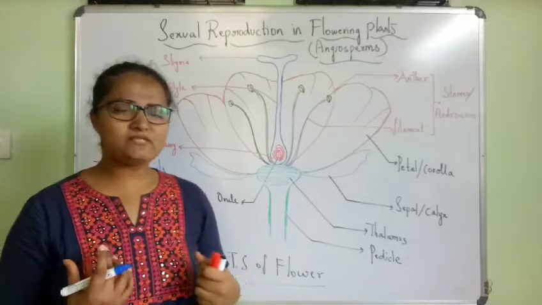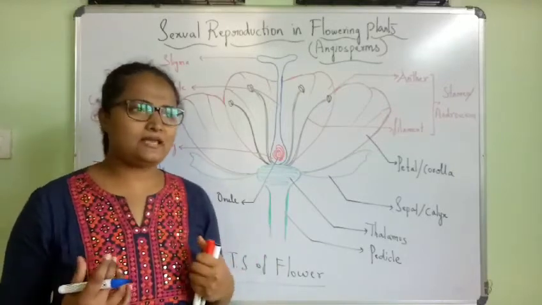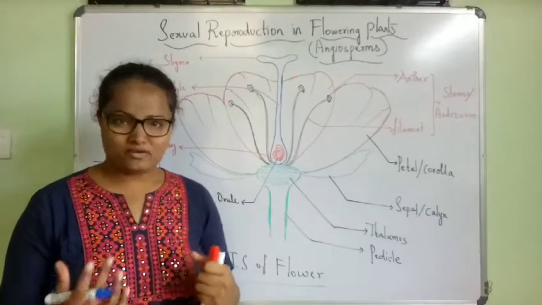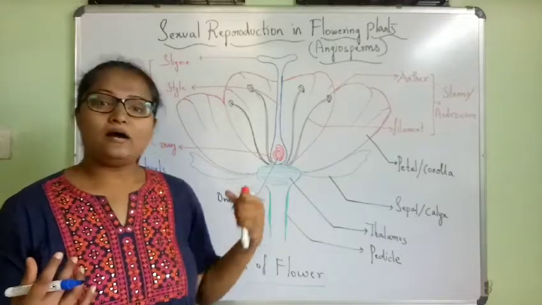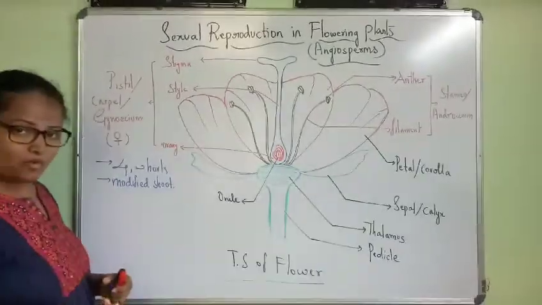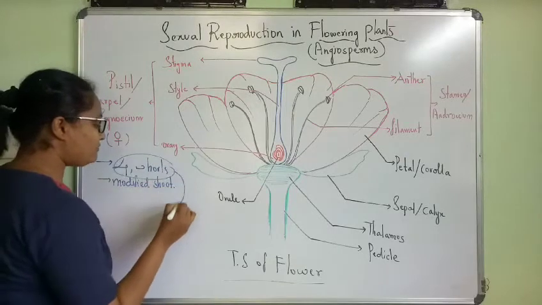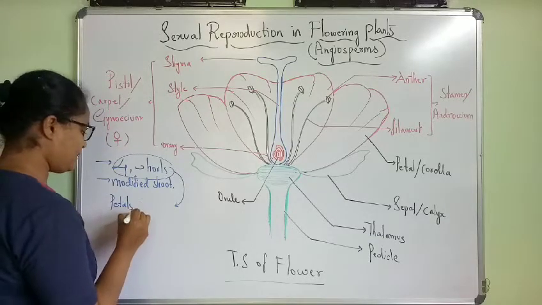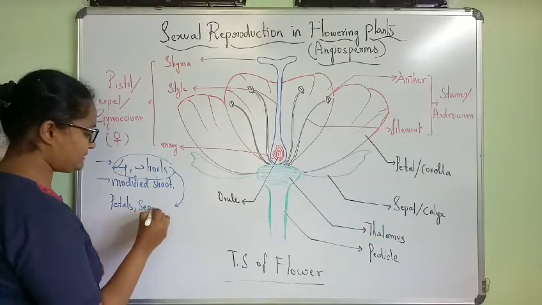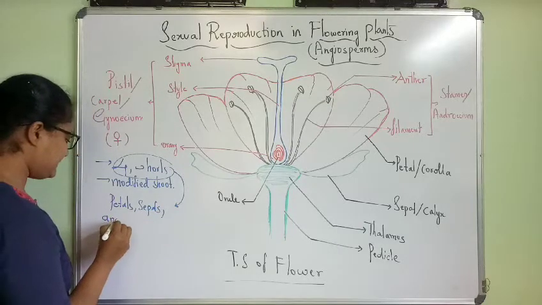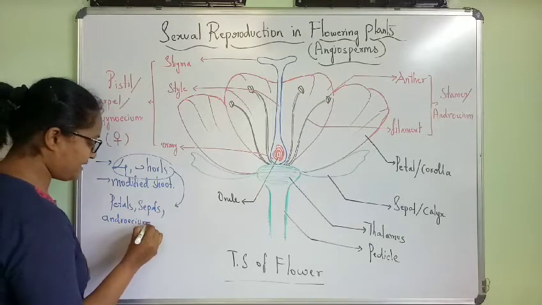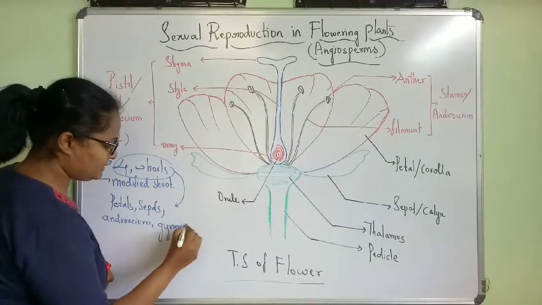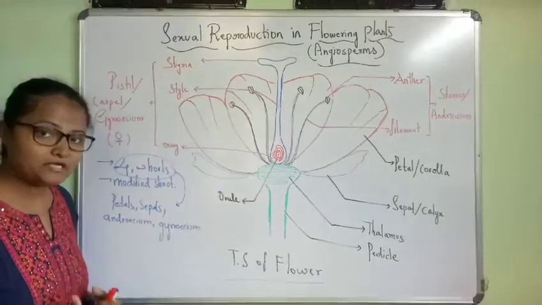And flowers are used everywhere; we give importance culturally, socially, and ethically to flowers, right? These flowers are modified shoots, and they consist of 4 whorls. Those are petals or corolla, sepals or calyx, androecium, the male reproductive part of a flower, and gynoecium, the female reproductive part of a flower.